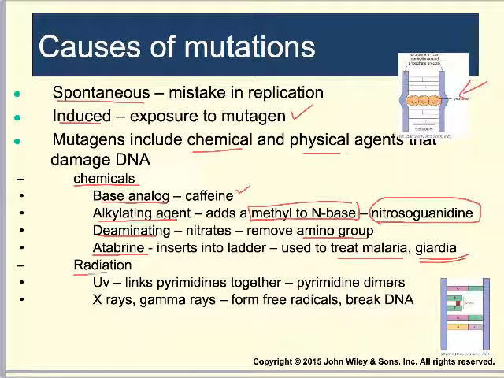Physical agents, examples would be radiation, so UV light. UV light, when it damages, links pyrimidines together, so it makes these things called pyrimidine dimers. X-rays and gamma rays form free radicals, and so they bounce around and they damage DNA, they break it apart.